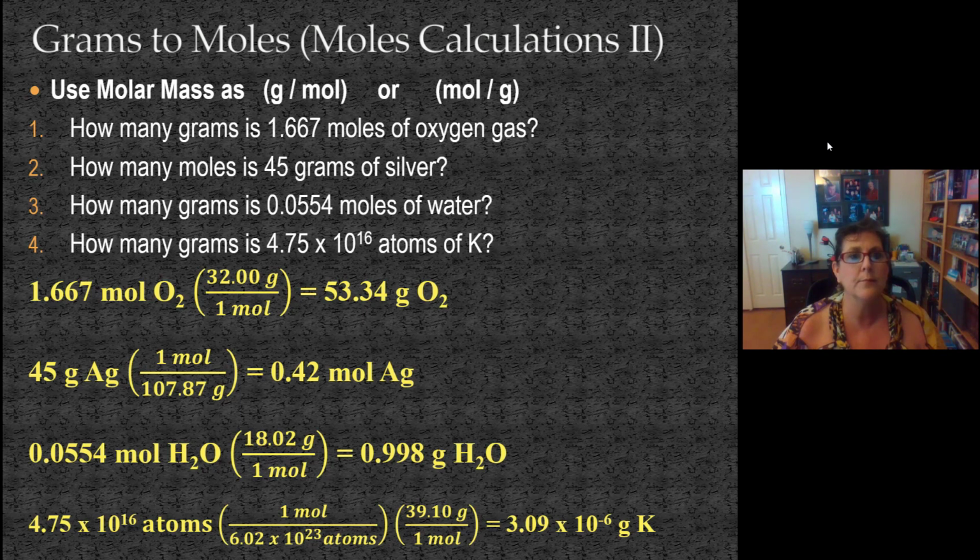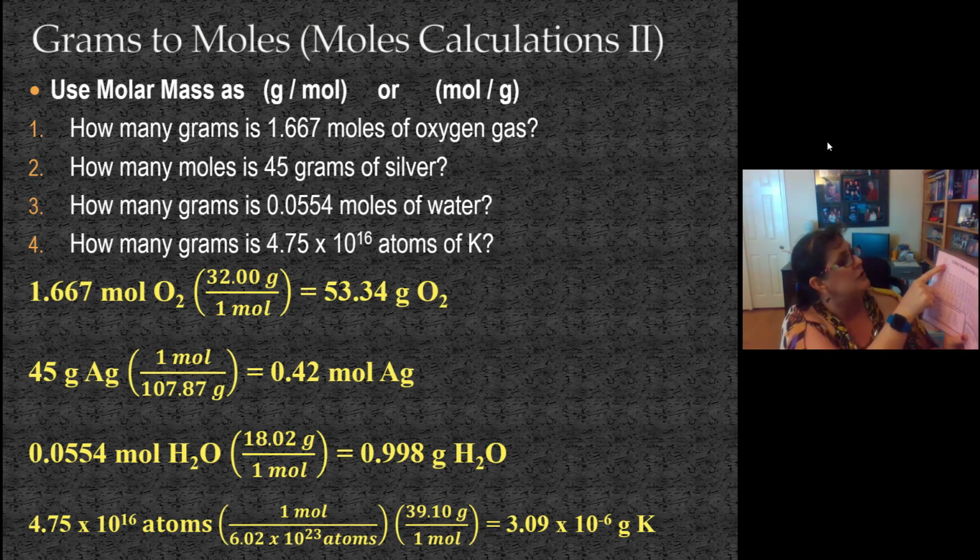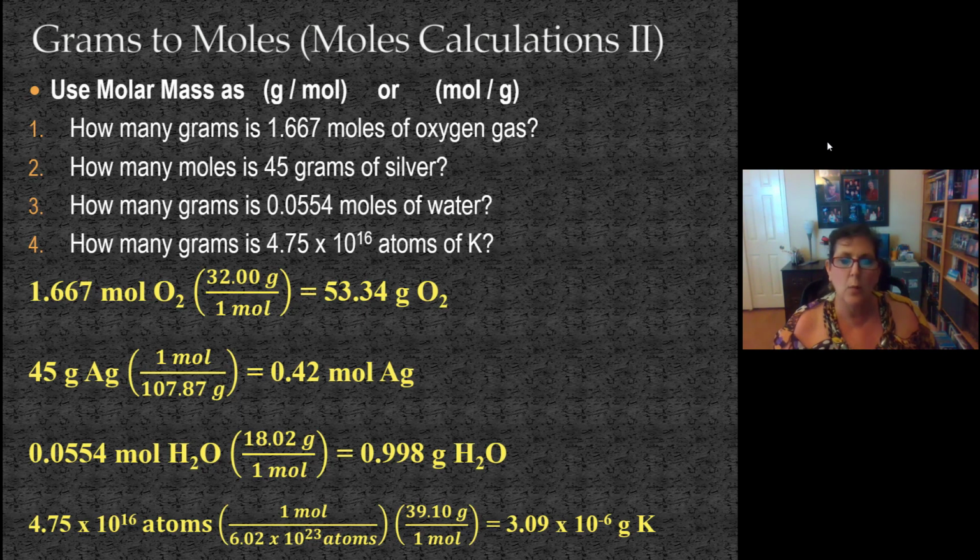Excellent. Number 3. How many grams is 0.0554 moles of water? We should all know water is H2O. We got this. 0.0554 moles of H2O. Now we got to add up the molar mass of H2O. So 2 H's, which is 1.01 times 2, plus an O, 16.00. That is 18.02 grams per mole. Moles cancel. We get 0.998 grams of water.